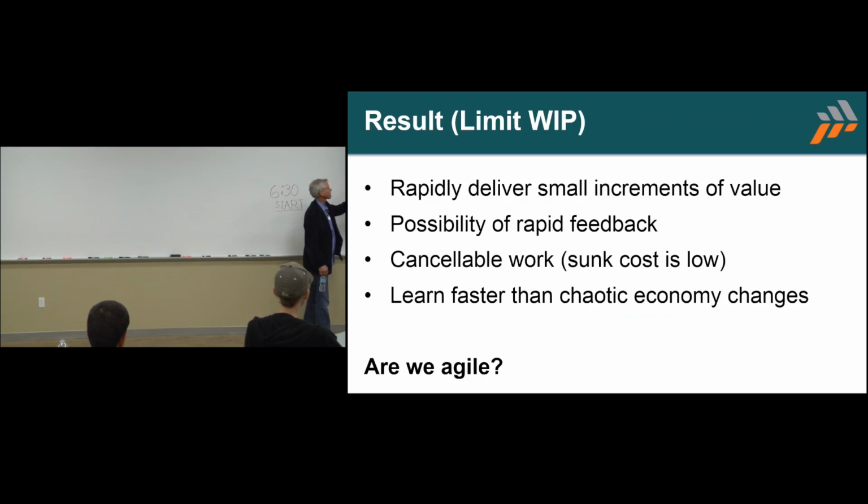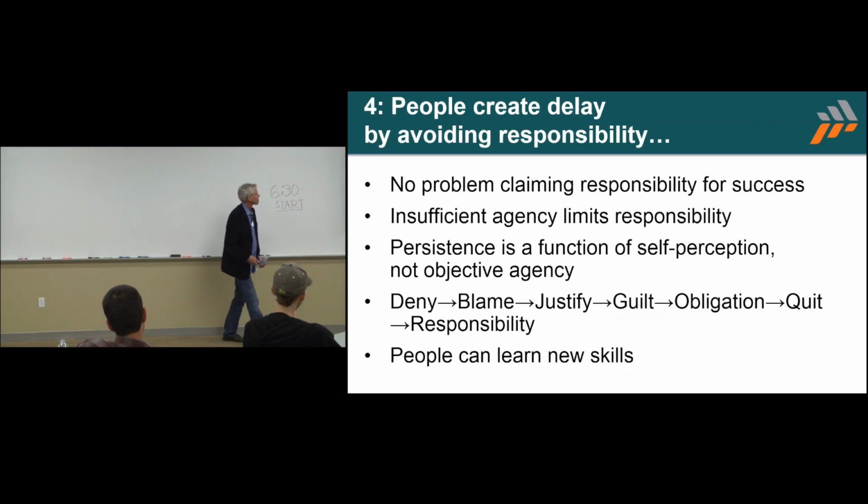We can rapidly deliver small increments of value. We have the possibility of rapid feedback. We can discover that stuff and feed it into our experiment. We can cancel the work because the sunk cost is low. We don't feel an obligation to continue. And we learn faster, ideally, than the chaotic economy emerges. So those three patterns tell us we're agile.